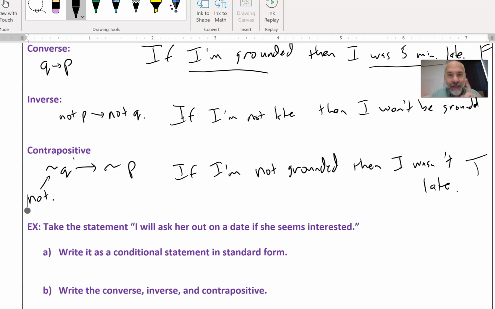So here are my little hand gestures for you. Converse means switch them. Inverse means flip them around. And contrapositive means switch them, negate them, make them the opposite, and trade places, right? So converse, inverse, contrapositive. I actually made that up. It's one of the few things in math I made up.